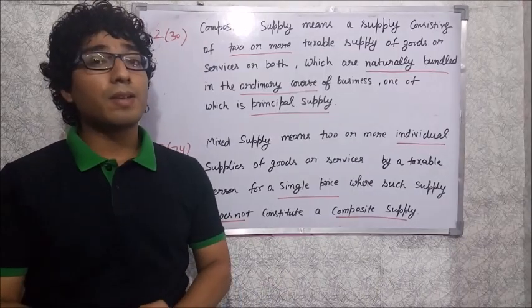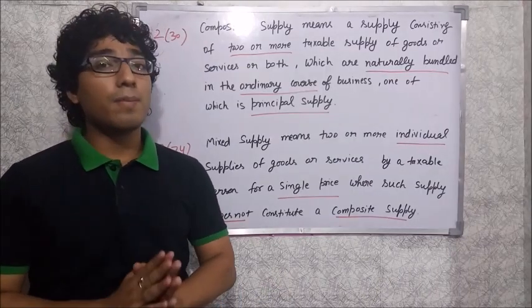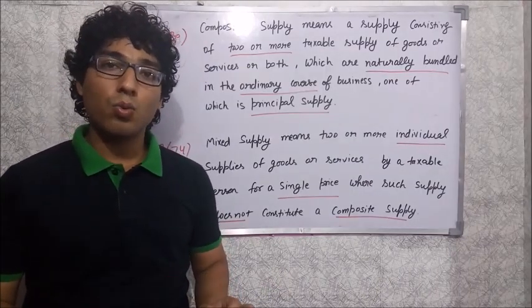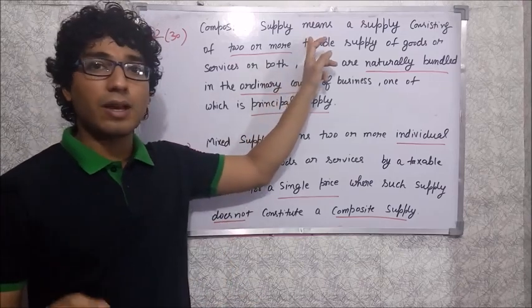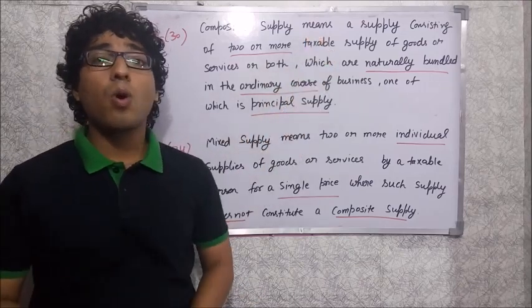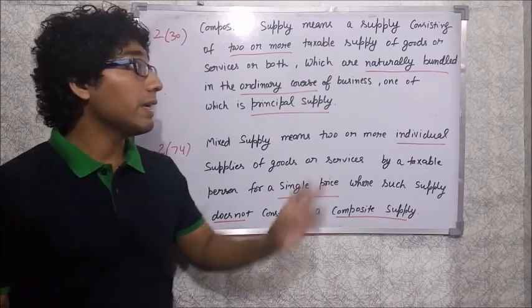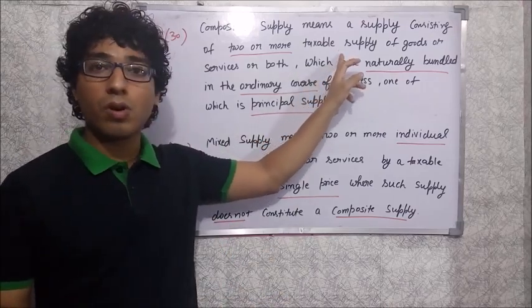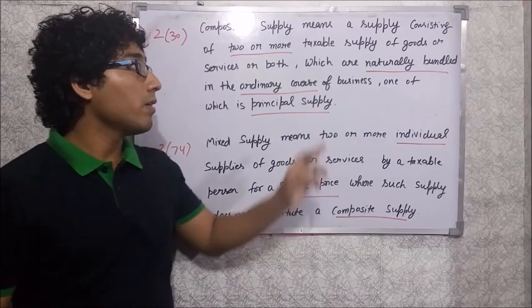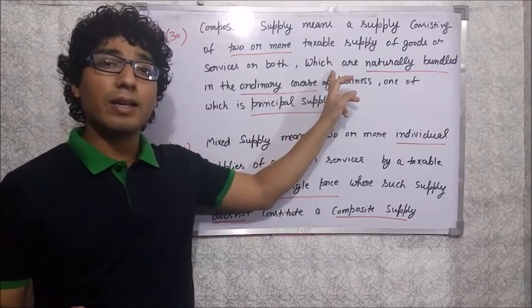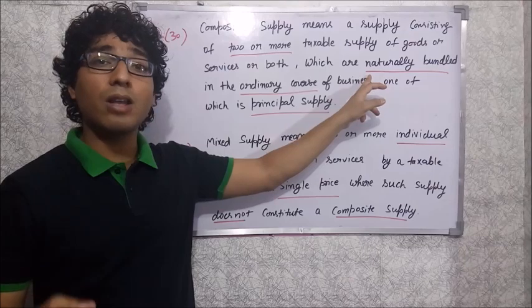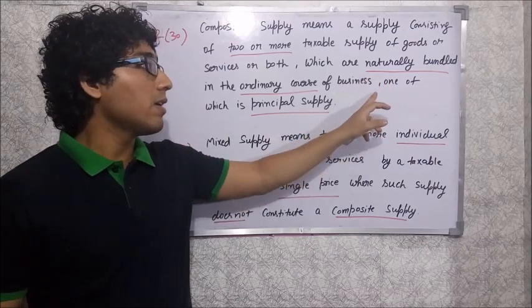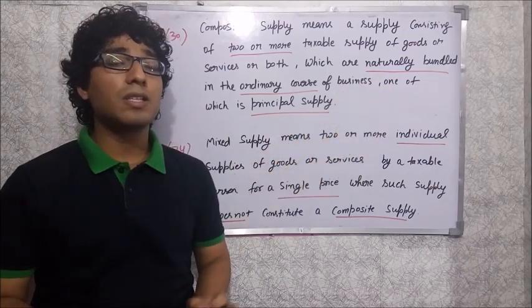So now coming to mixed supply and composite supply. Composite supply is defined under section 2 subsection 30, and it says that composite supply means a supply consisting of two or more taxable supplies of goods or services or both, which are naturally bundled in the ordinary course of business, one of which is a principal supply.